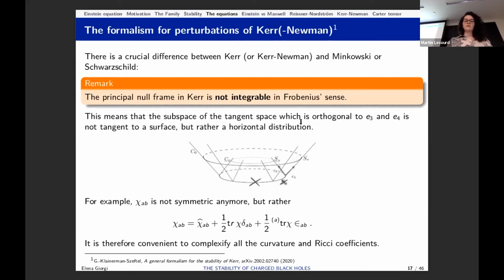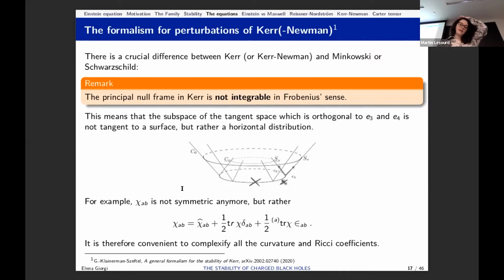The way you should think of this, really there is no surface here in this picture. You should think of it as a horizontal distribution, or a two-plane field as it is also called. And as a consequence, for example, chi, which you may recall is normally interpreted as the second fundamental form of the sphere into the four-dimensional spacetime along the two null directions, is not symmetric anymore. So it is not, in fact, a second fundamental form anymore.